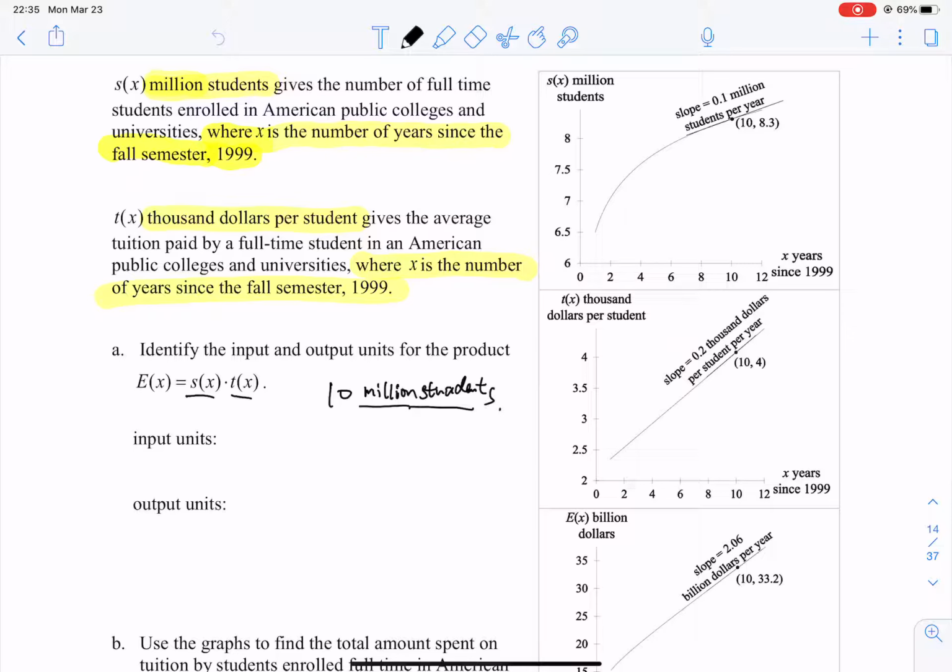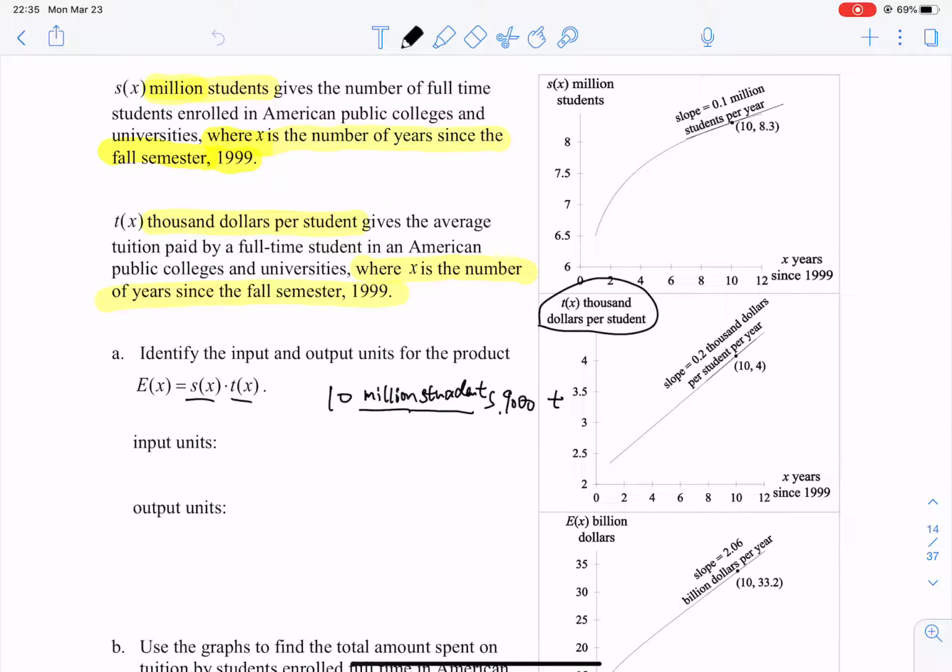Next one, t of x. Suppose we have another number, suppose it is 1,000 or 9,000, then multiplied by the unit. The number is the first part, the units are the second part. The second part, the unit, is just right here, $1,000 per student. You can just use the division, per student.